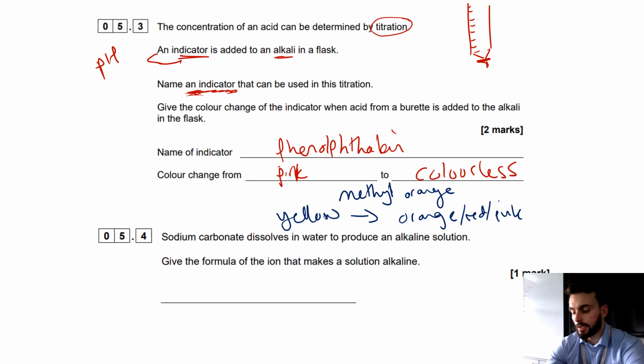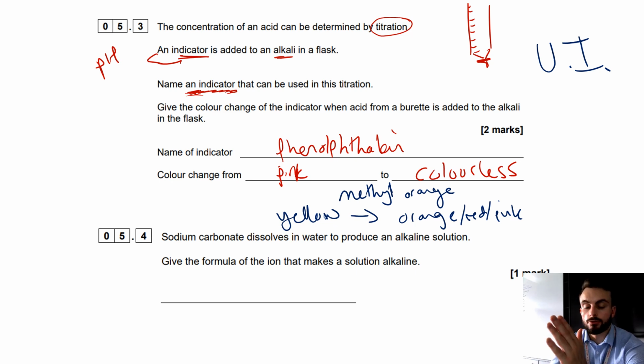And then worst case scenario, if you can't remember any of those, you could put universal indicator, but you can only get a possible 1 mark for that because it's too quantitative. The range of colours means it's not going to be an accurate reading of when the neutralisation point is, because you might read one shade of green and someone else might read a different shade.